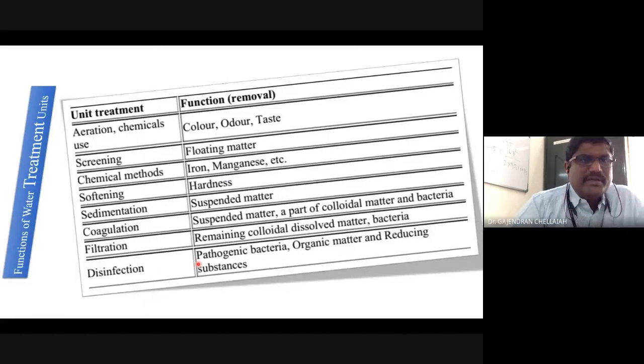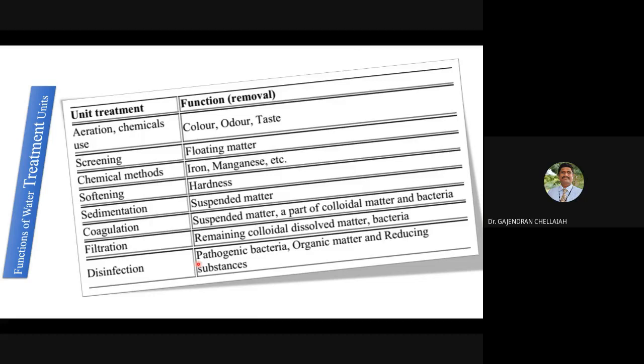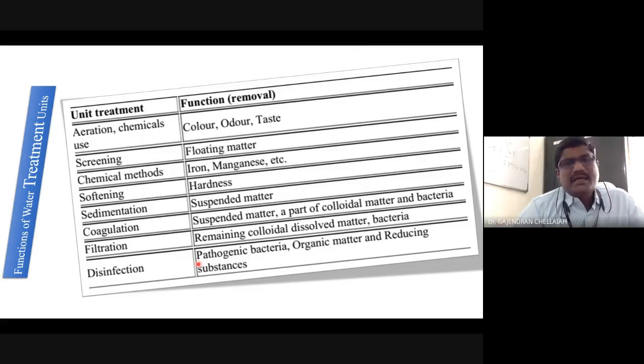So, the function of water treatment units. What is the function of each unit treatment? By aeration, you can remove color, odor, and taste. By screening, you can remove the floating matter present in the water. By chemical methods, you can remove iron and manganese kind of elements from water. By softening, you will remove the hardness. By sedimentation, the suspended matter will be taken care of. Through coagulation, suspended matter, a part of the colloidal matter, and bacteria will be removed. In filtration, the remaining colloidal and dissolved matter, bacteria, or organic matter which are present are removed.